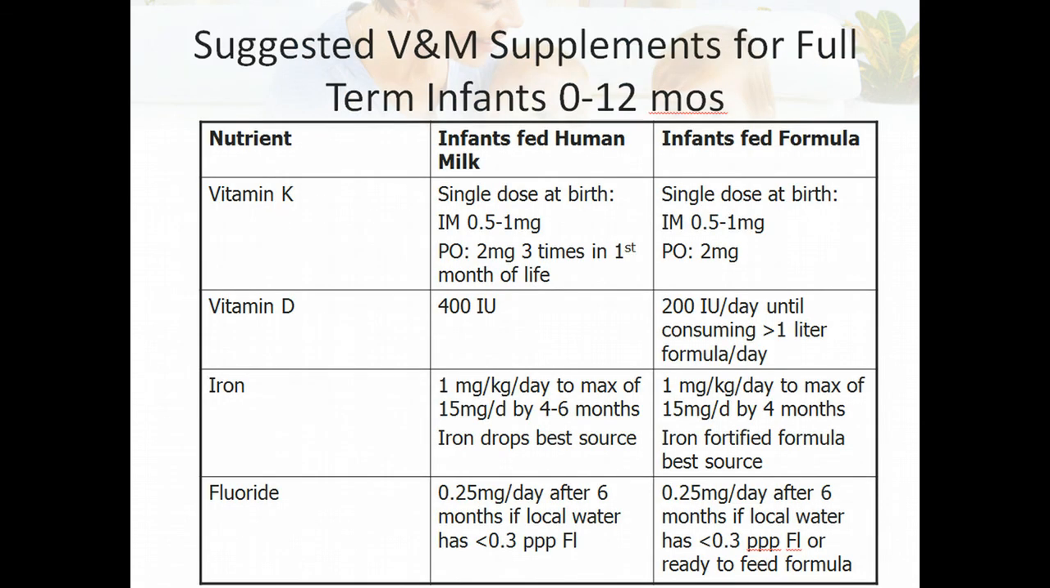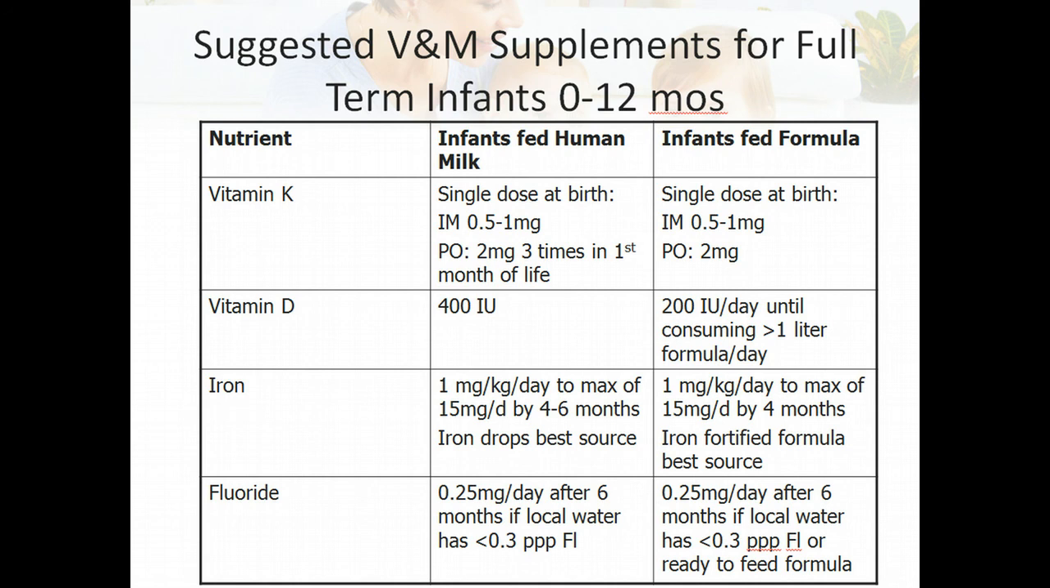There are some vitamins and minerals that should be supplemented for full-term infants in that first year of life. So all infants in the United States get vitamin K, a single dose at birth as a shot. And then vitamin D should be provided both to infants on human milk or breast milk and infants fed formula. Once formula-fed infants get up to a certain amount of formula, that vitamin D will be in the formula. However, breastfed babies should be given that vitamin D throughout, and 400 IUs a day is what is recommended.